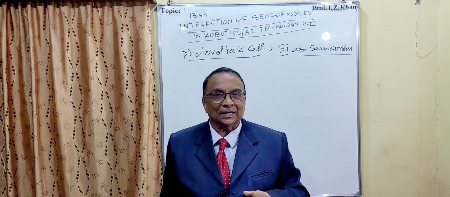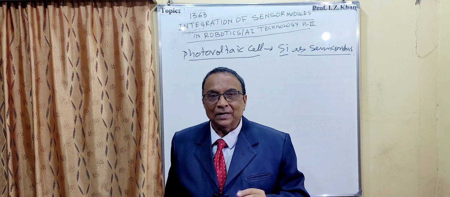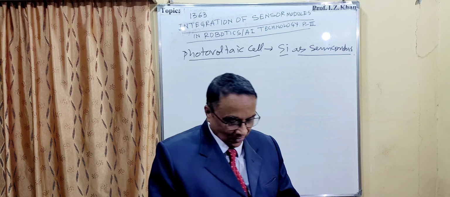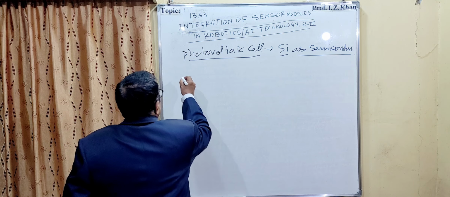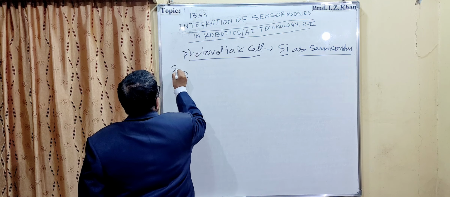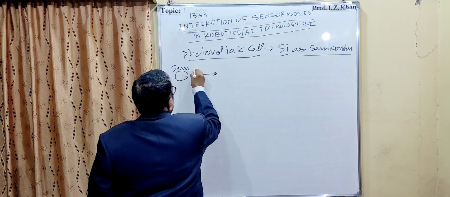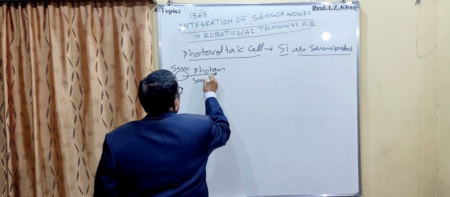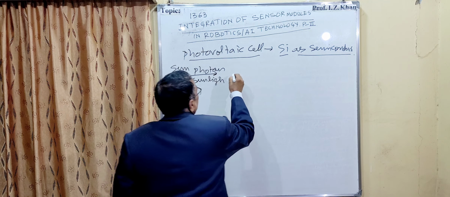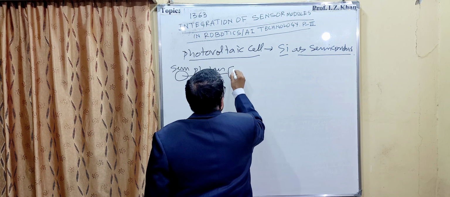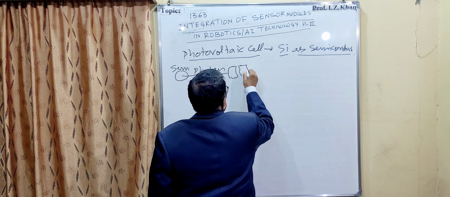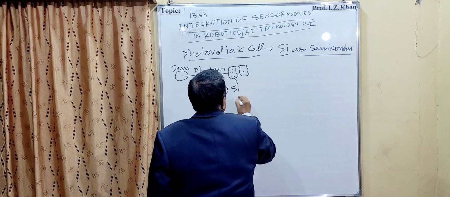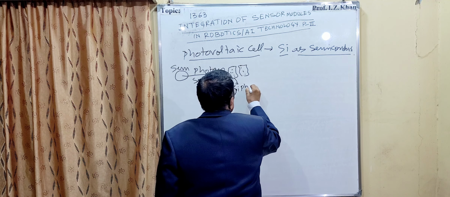Solar photovoltaic cells are capable of absorbing sunlight in the form of photons. So the sun is producing photons in the form of sunlight, and these photons are absorbed by this small silicon photovoltaic cell.